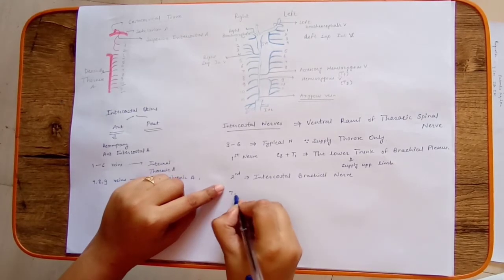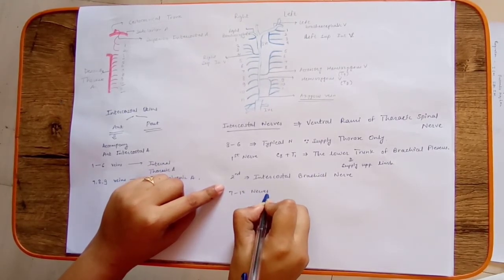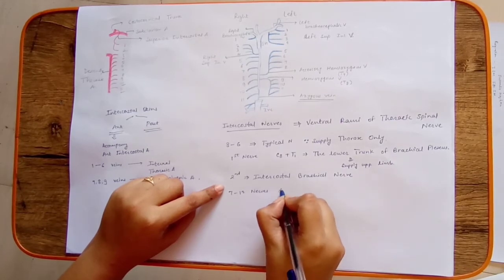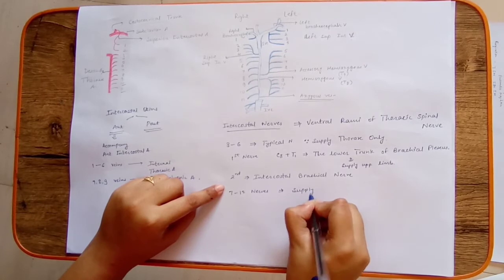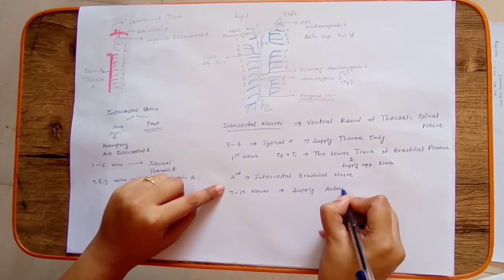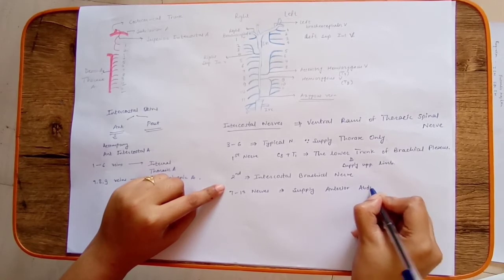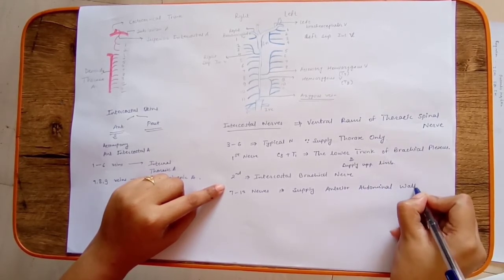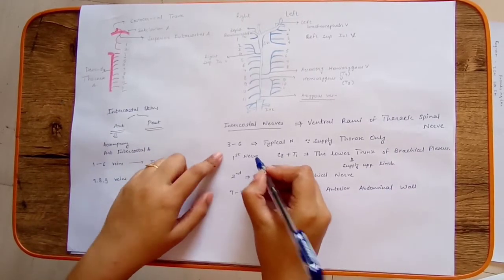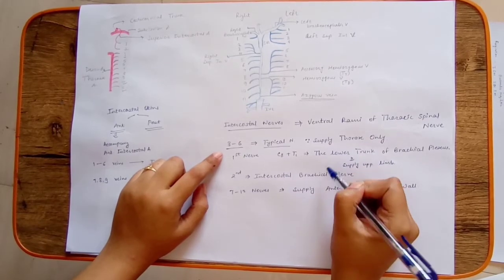The 7th to 12th nerves supply the anterior abdominal wall. Hence, the third to sixth nerves are known as typical and the rest are not.